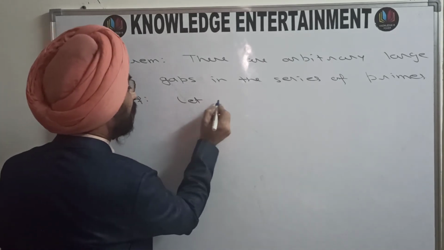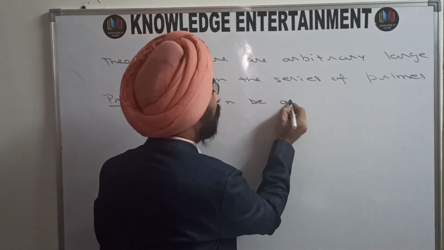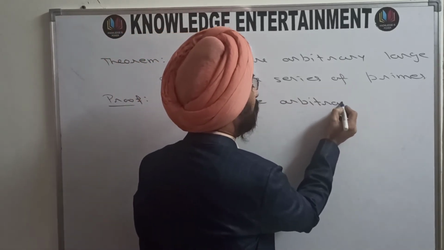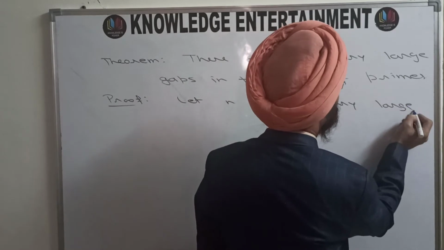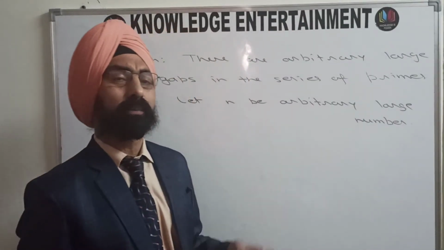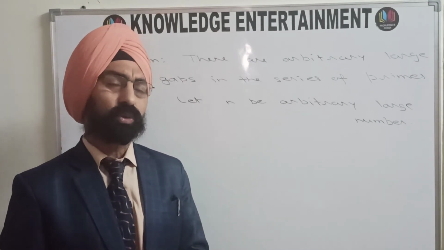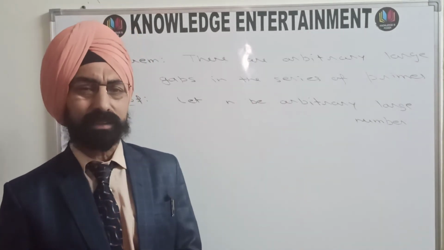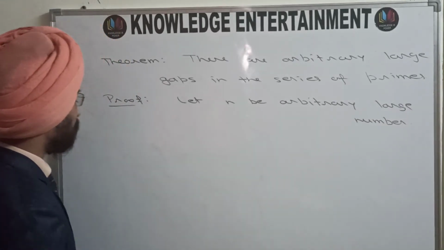Let n be an arbitrarily large number. You can take n to be in millions, in billions, in trillions. You can take any large number. Then look at these numbers.